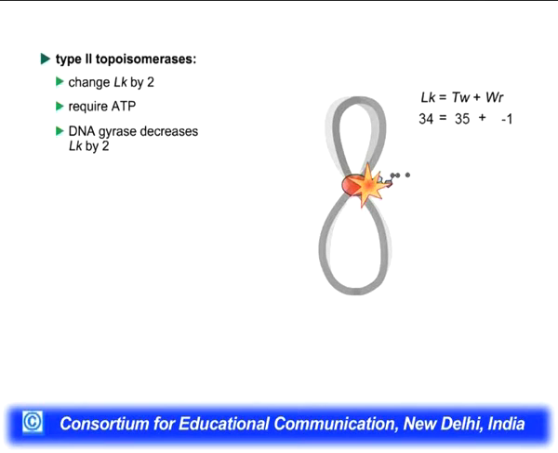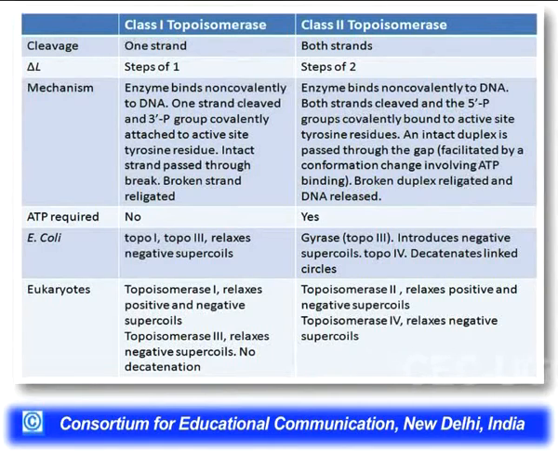So, DNA gyrase decreases the linking number by 2 steps. Now, this is a comparison again for class 1 and class 2 topoisomerase, just in a tabulated form. So, you can understand, and we will do a little more mechanism, that class 1 topoisomerase cleaves one strand, and that cleavage is called a cut. It basically does it at one strand, but class 2 topoisomerases create a break. It breaks both the strands.